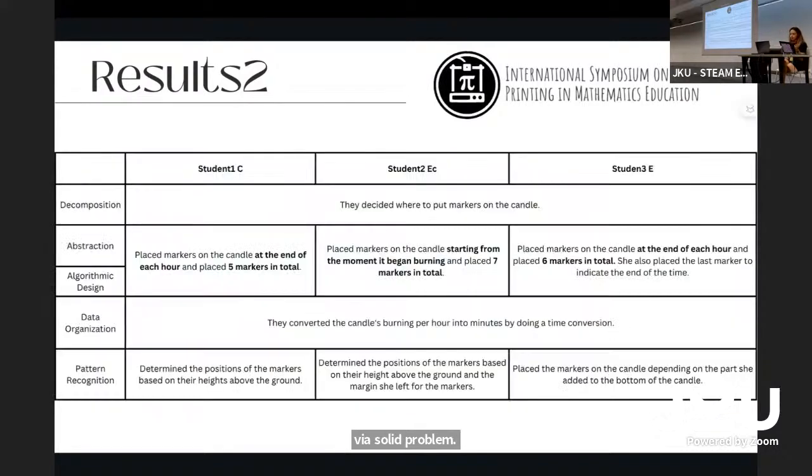And this table shows the computational components related with the second problem, placing markers on the candle. In the solutions regarding the position of the markers used in the candle's time-dependent burning, the abstraction competency of student 3 is greater than that of student 1 and student 2. Therefore, student 3 solved the question correctly. Student 1 and 2 couldn't make the correct association during the abstraction process.